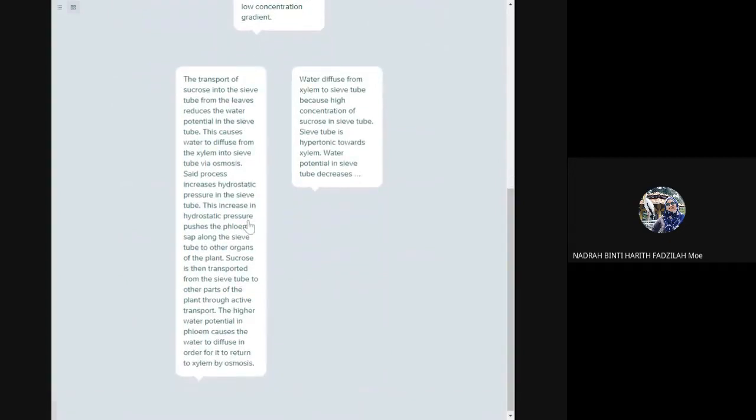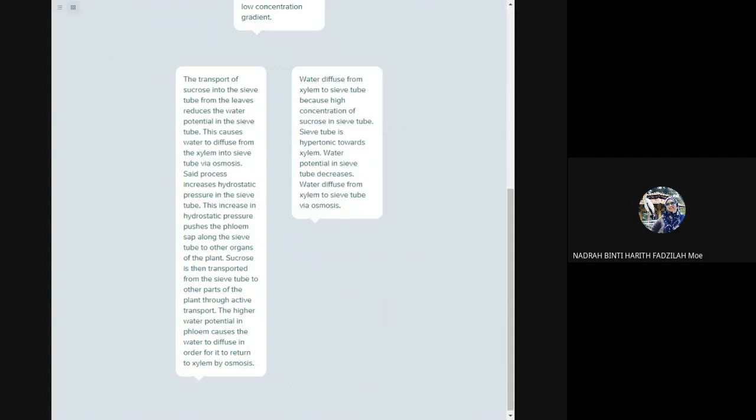Point number four, wow, jawapan panjang nanti saya baca ya. Point number four, water diffused from xylem into sieve tube. Number five, via osmosis. Okay, via osmosis. Dia sebenarnya boleh jadi satu ayat. Water diffused from xylem into sieve tube via osmosis. Tapi dalam satu ayat tu adalah most of the time dia adalah 2 point yang berbeza lah.